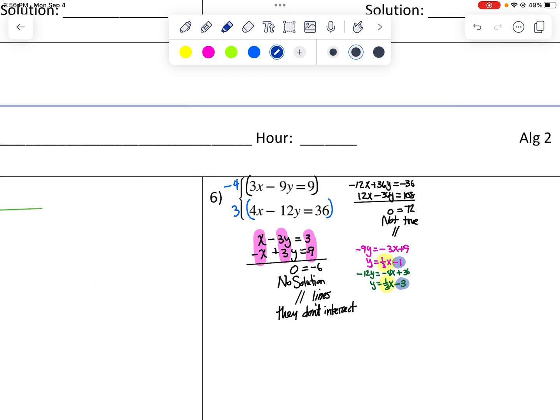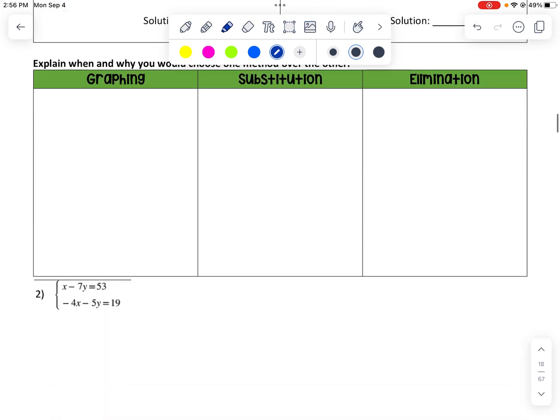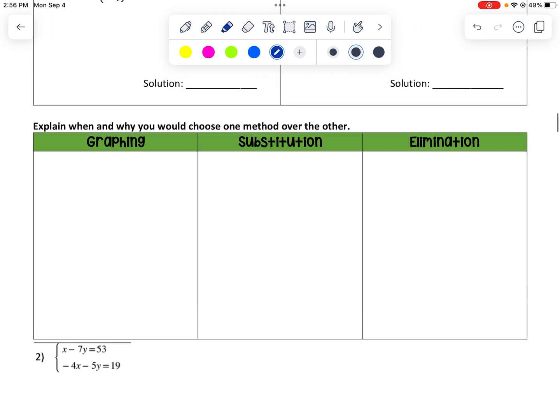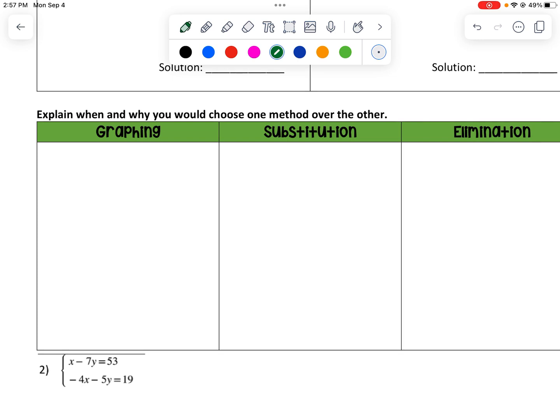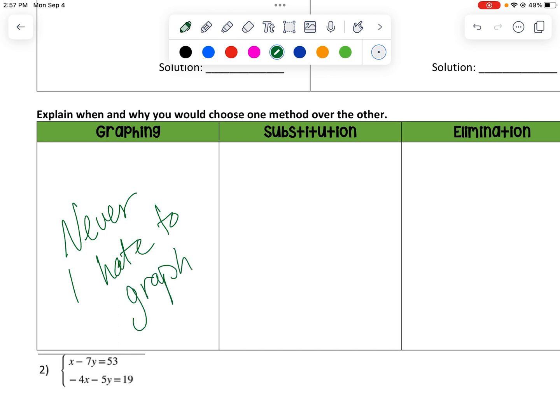All right, my friends, is there another one of these? There is not. So, explain when and why you would choose one method over the other. I would never pick graphing. Never. I hate to graph. Perhaps your teacher will come up with a better thing.